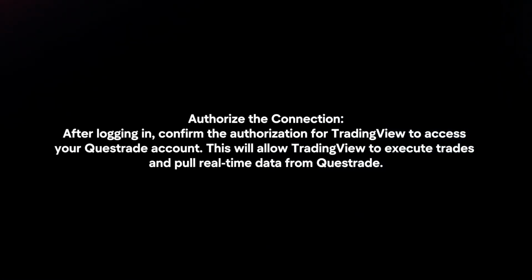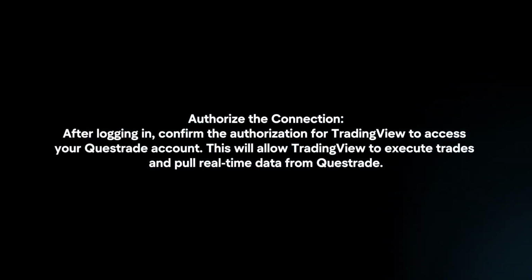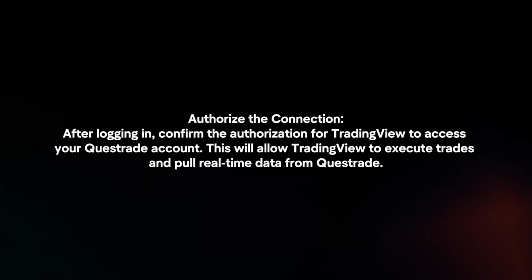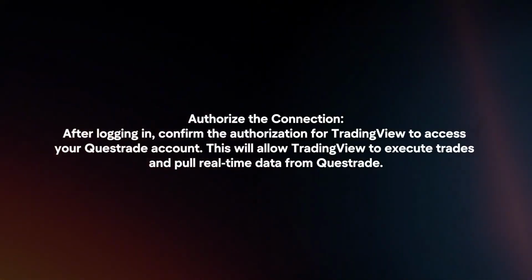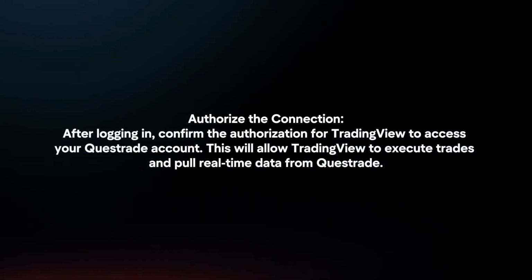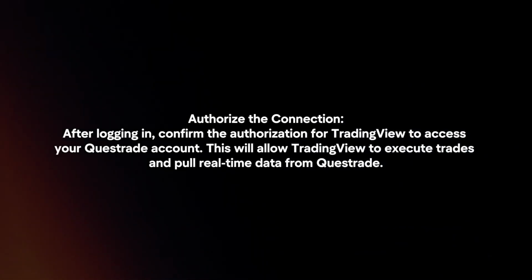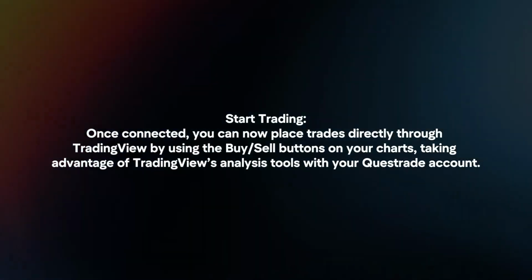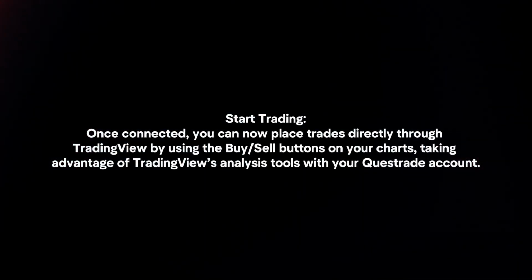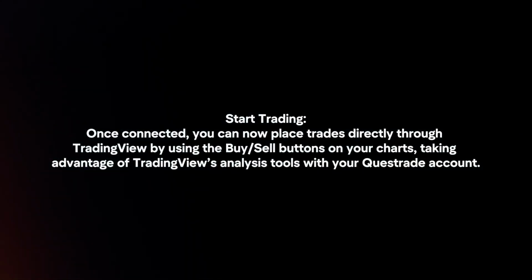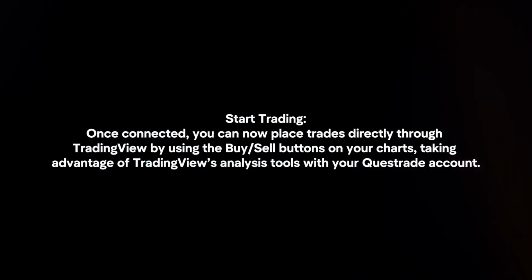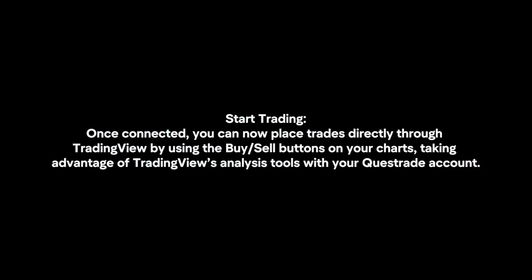Authorize the connection. After logging in, confirm the authorization for TradingView to access your Questrade account. This will allow TradingView to execute trades and pull real-time data from Questrade. Start trading. Once connected, you can now place trades directly through TradingView by using the buy or sell buttons on your chart, taking advantage of TradingView's analysis tools with your Questrade account.